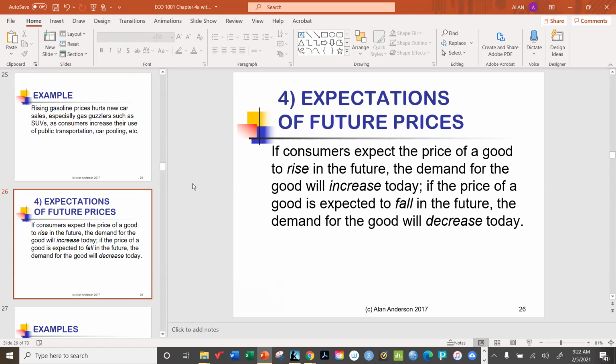So in general, if consumers expect the price of a good to be higher in the future, they will buy more of it today, and vice versa. Yes. Oh, is it $200 cheaper? Yeah, I figured as much, because they want to move them.